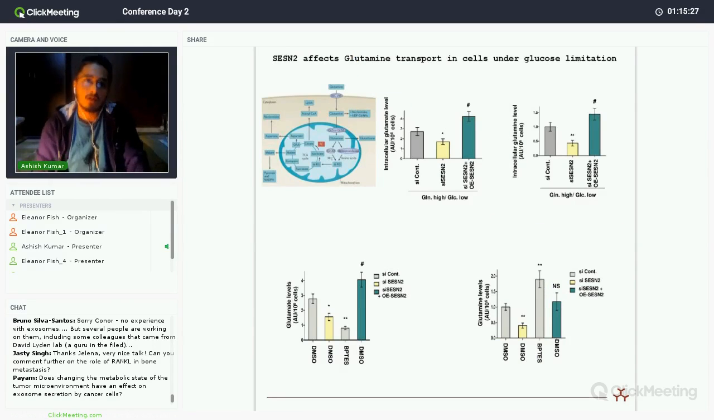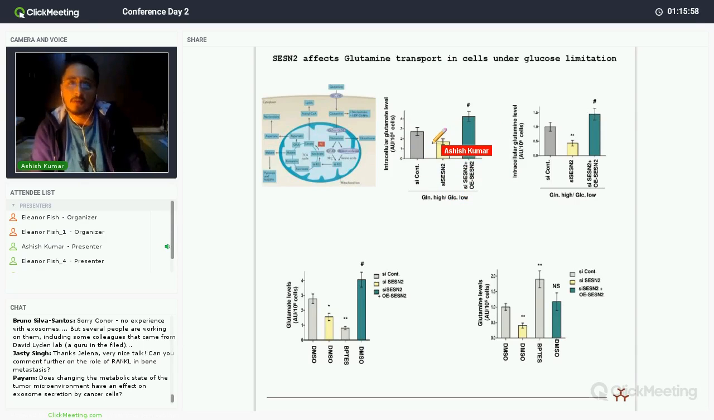The next question was, if Sestrin2 under this high glutamine condition is affecting survival, can it affect glutamine metabolism or not? If we look into glutamine transport in the cell, when glutamine enters the cell, it gets converted into glutamate at the interface of mitochondria, and then it gets converted to alpha ketoglutarate, which runs the Krebs cycle. So we knocked down Sestrin2 under this metabolic state, and we checked intracellular glutamine and glutamate levels.